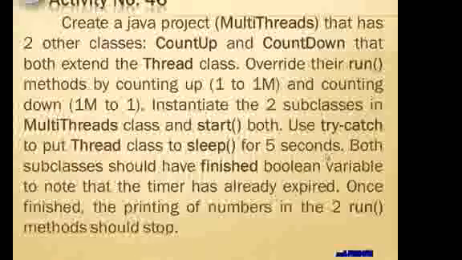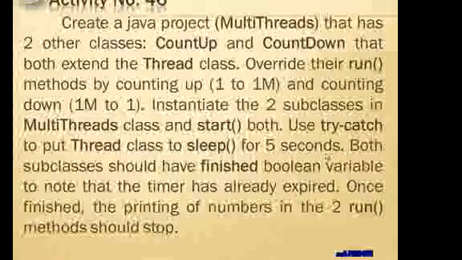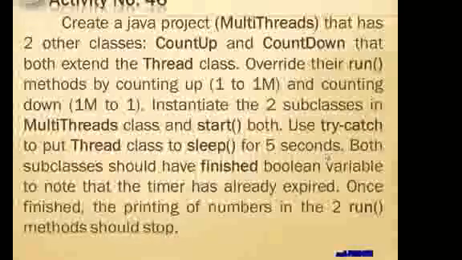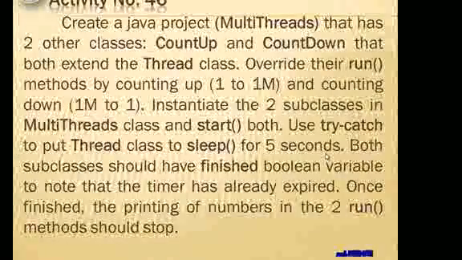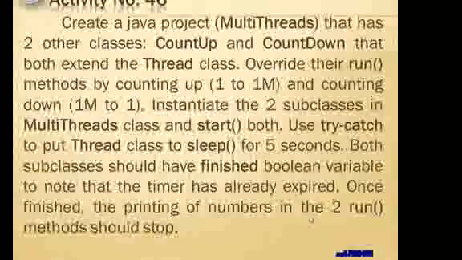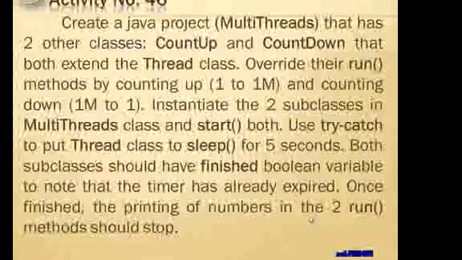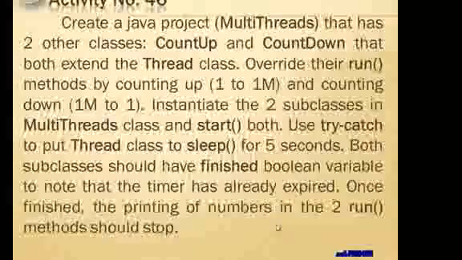For activity number 46, we will create a Java project called Multithreads that has 2 other classes, CountUp and CountDown, that both extend the Thread class. We will override their run methods by counting up 1 to 1 million and counting down 1 million to 1. We will instantiate the 2 subclasses in the Multithread class and start both. We will use try-catch to put the thread to sleep for 5 seconds. Both subclasses should have a finished boolean variable to know that the timer has already expired. Once finished, the printing of numbers in the run method should stop.